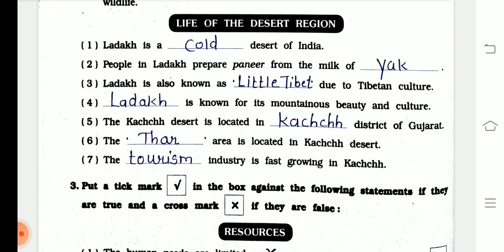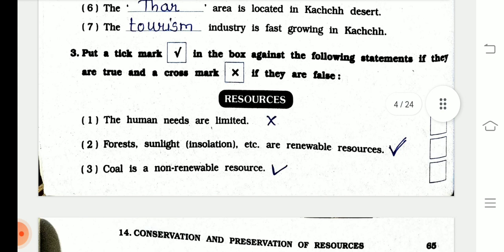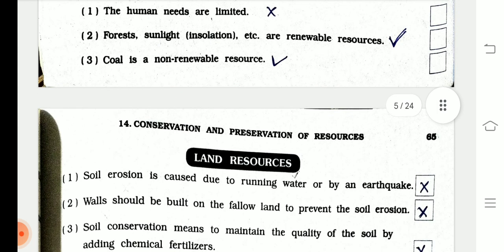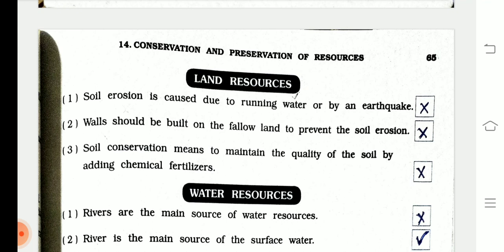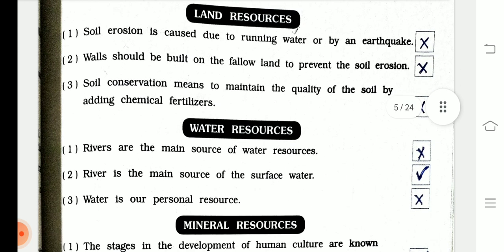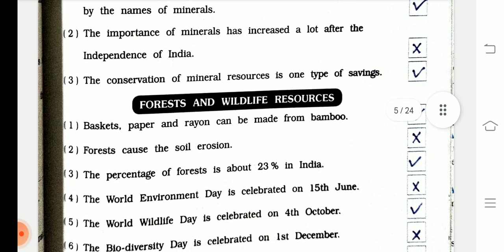Then question number 3 is tick mark, true or false. First one is false, second one is true, third one is true. Then in land resources, first one is false, second one is false, third one is false. In water resources, first one is false, second one is true, third one is false. In mineral resources, first one is true, second one is false, third one is true.